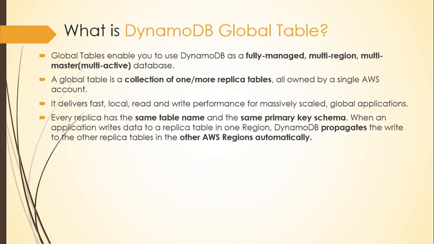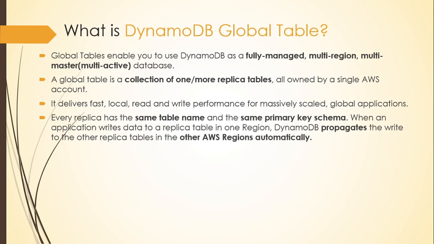When an application writes data to a replica table in one region, DynamoDB propagates the write to the other replica tables in the other AWS regions automatically. So when you create a global table, DynamoDB creates the table in that region with the same table name and with the same primary key schema.